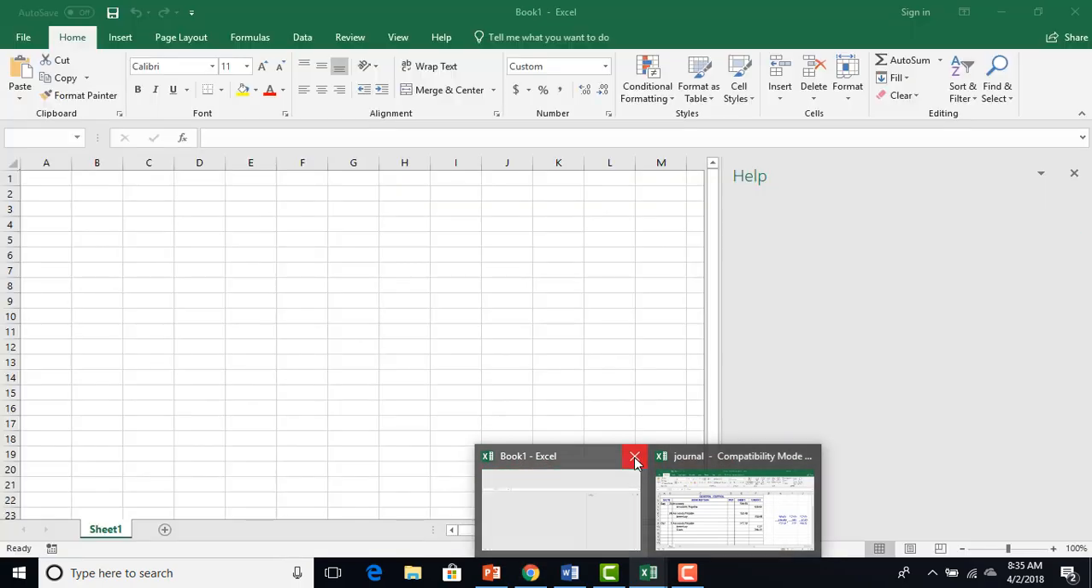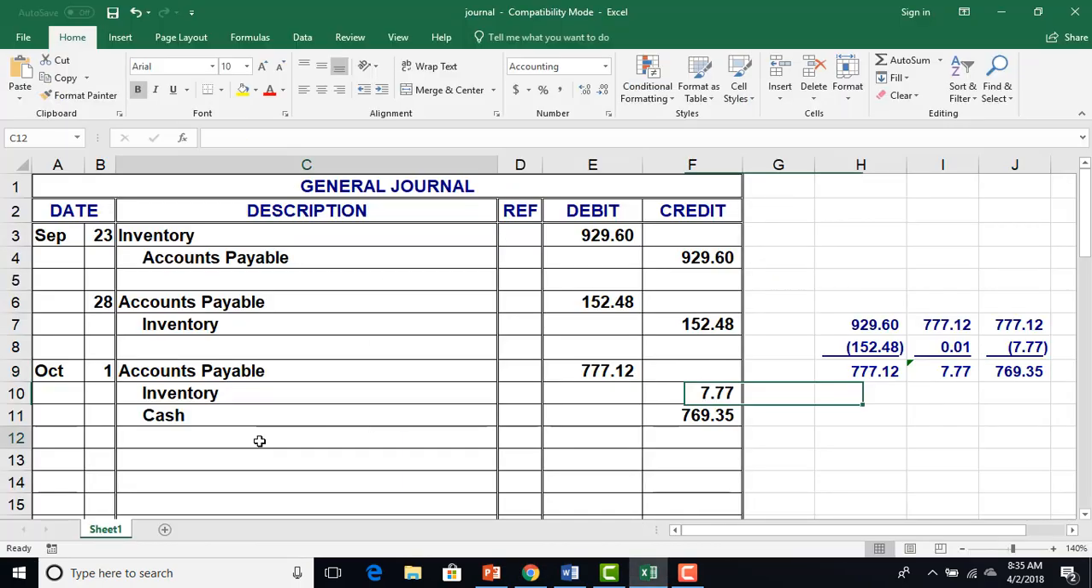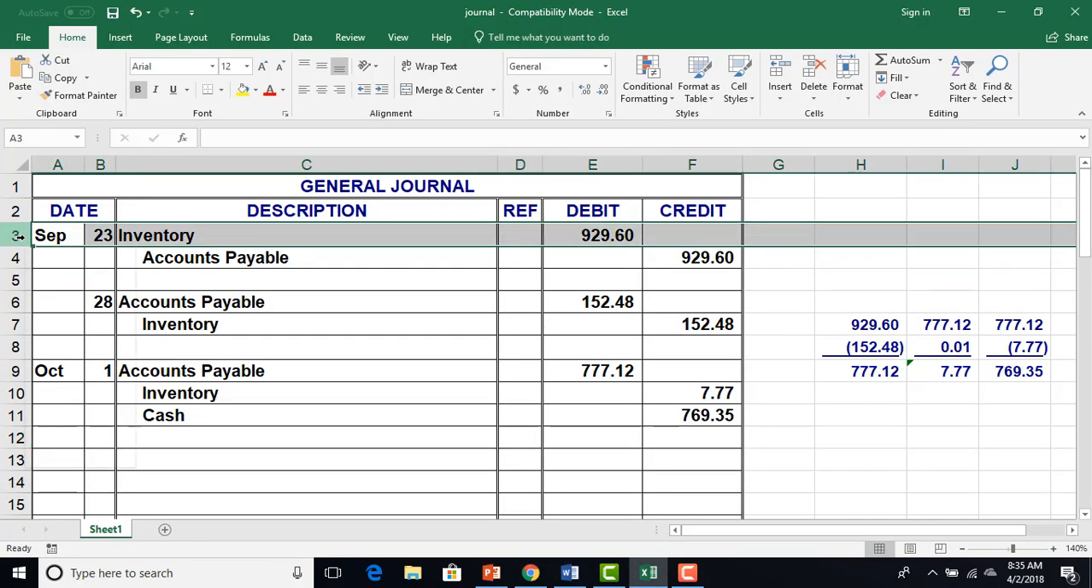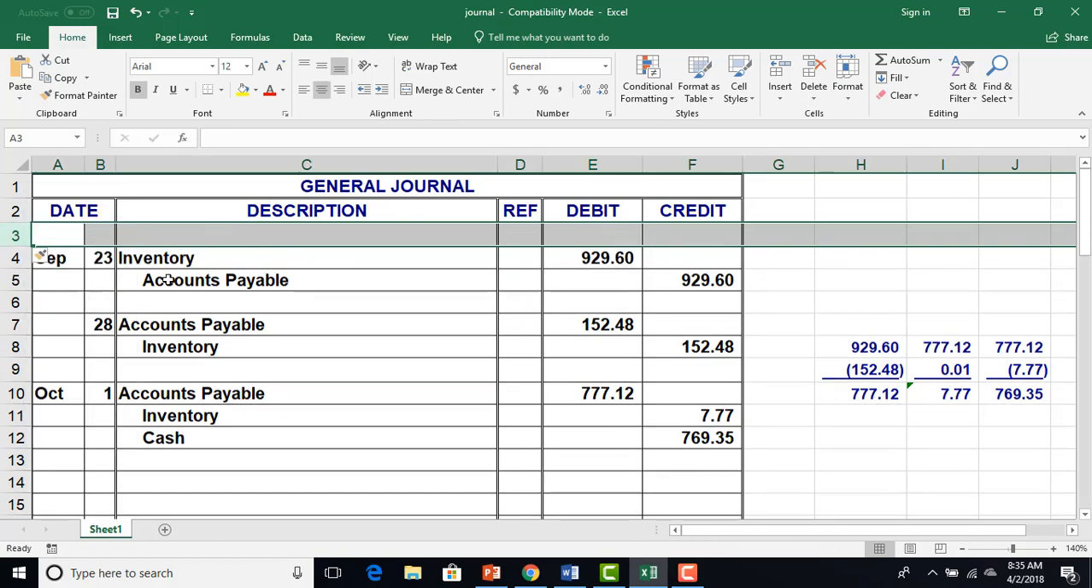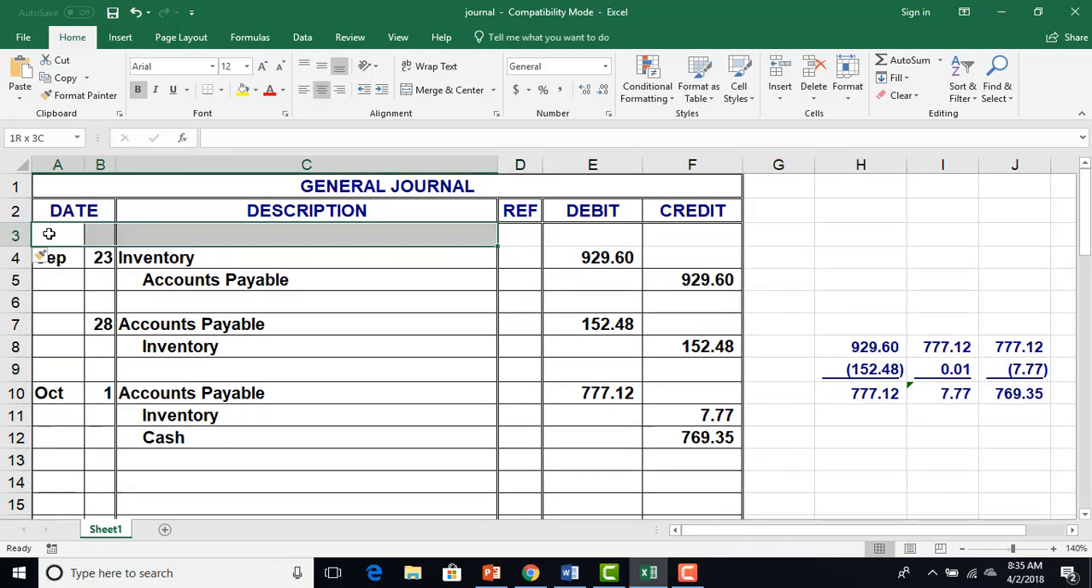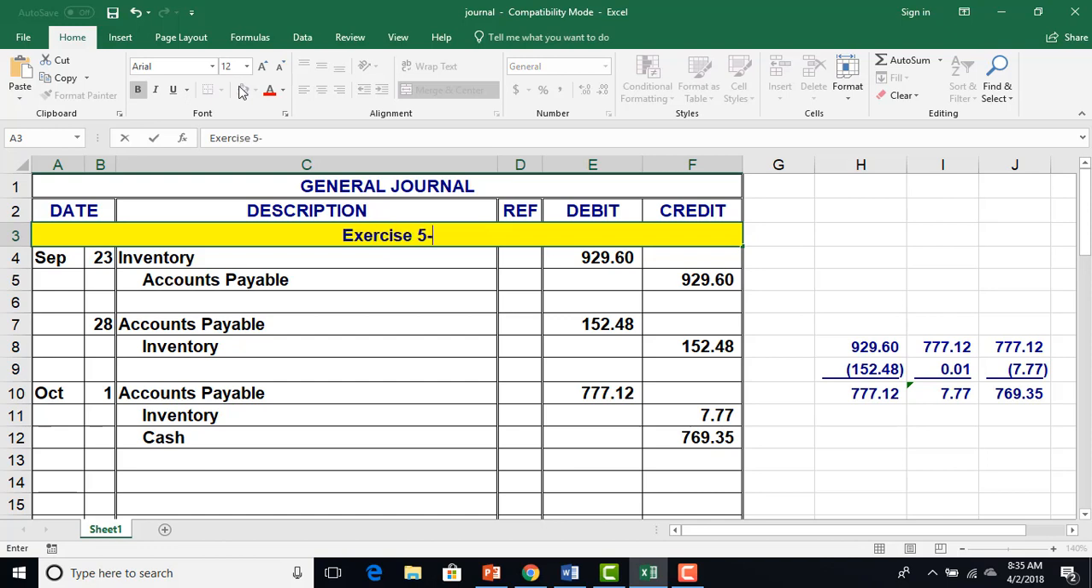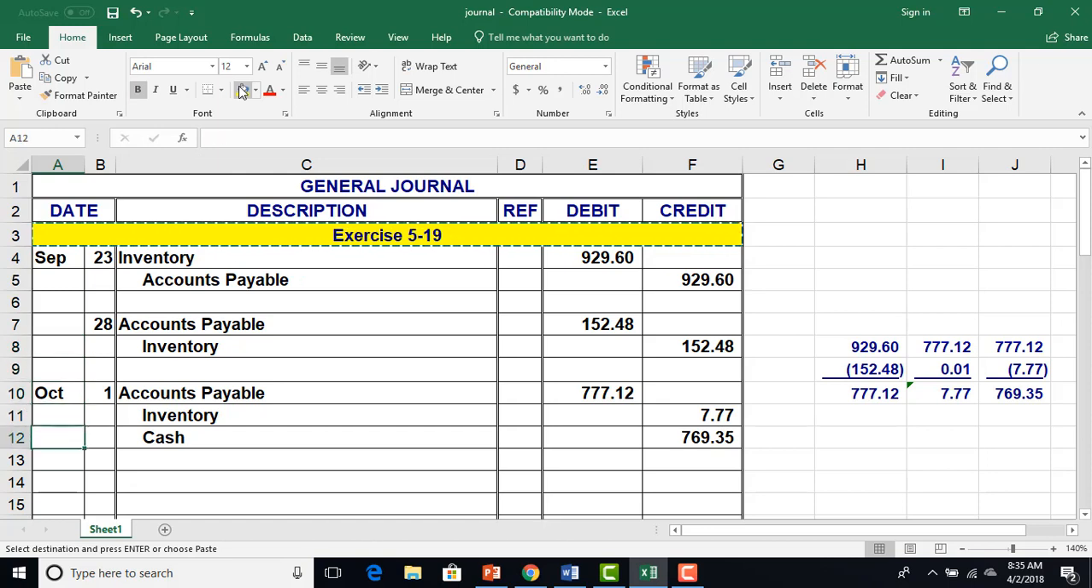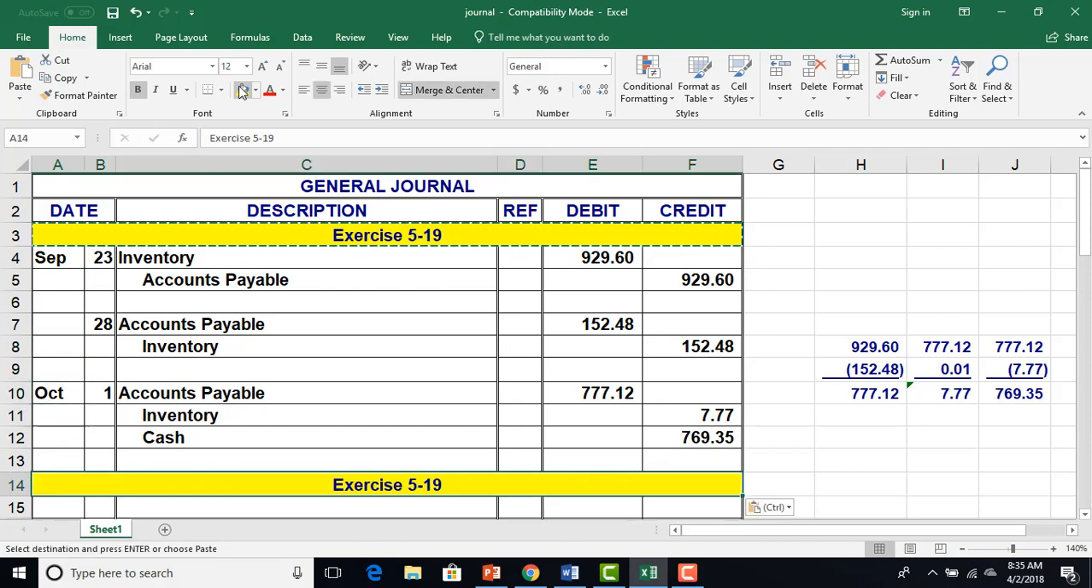I'll just keep moving on with the same journal that I was using. Let me do this so that you can have it for your own reference later. I'll put a nice little merged and center line up here at the top, fill it yellow, and say this was exercise 5-19. I'll do the same thing down here, and say this is going to be exercise 522.